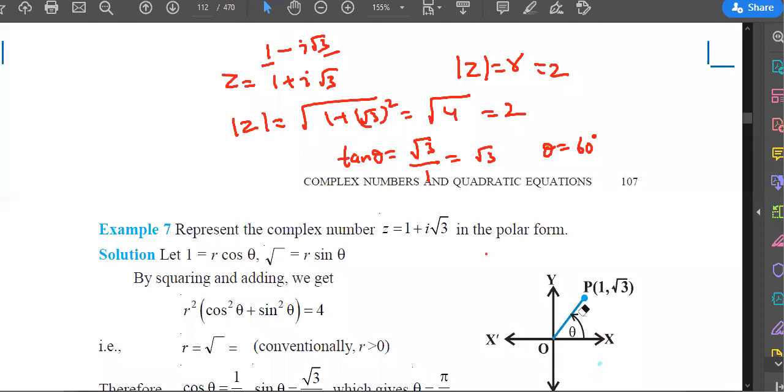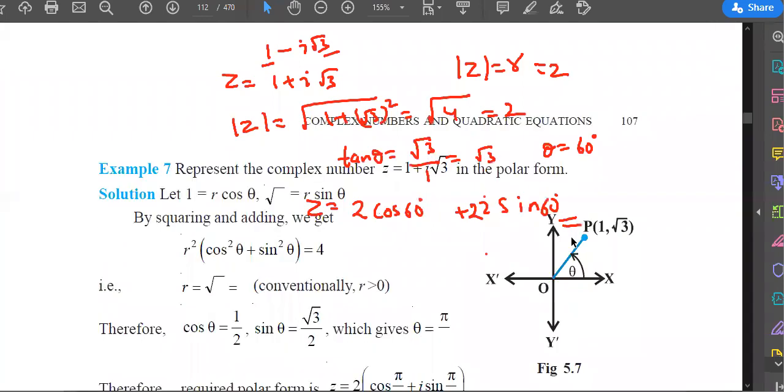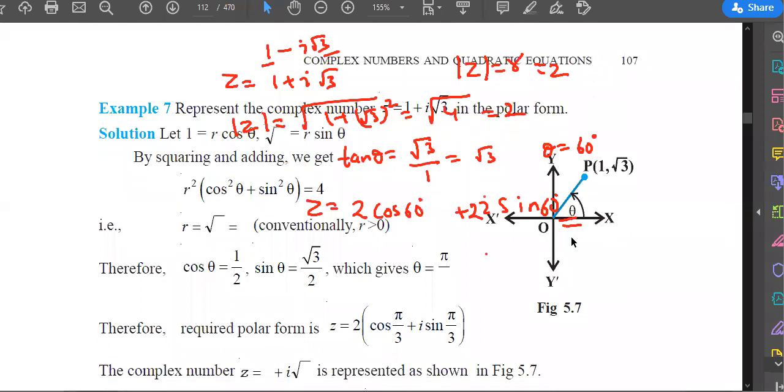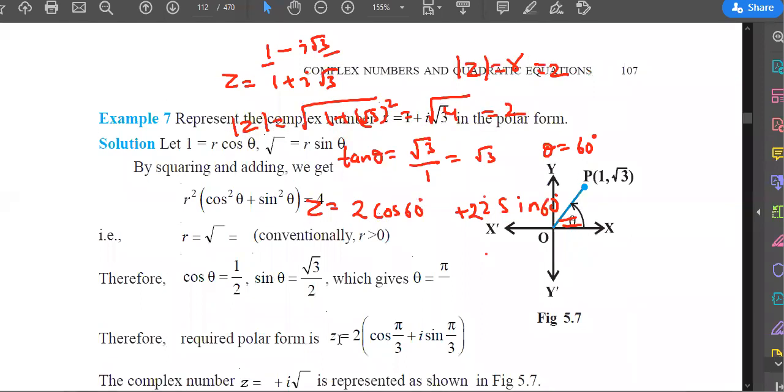So we know theta, we know r, so z is 2 cos 60 degree plus 2i sin 60 degree. Yes or no? Got it? Everyone got this? So 60 degree is pi by 3. So z is equal to 2 (cos pi by 3 plus i sin pi by 3). Okay.